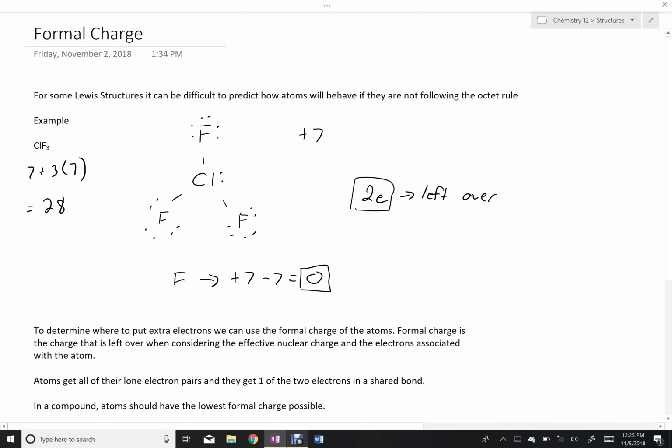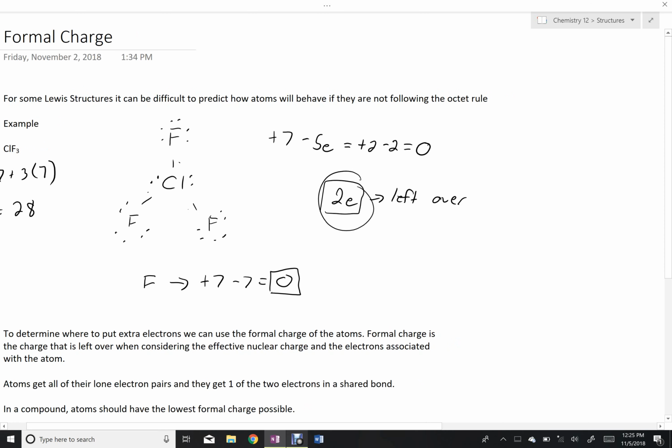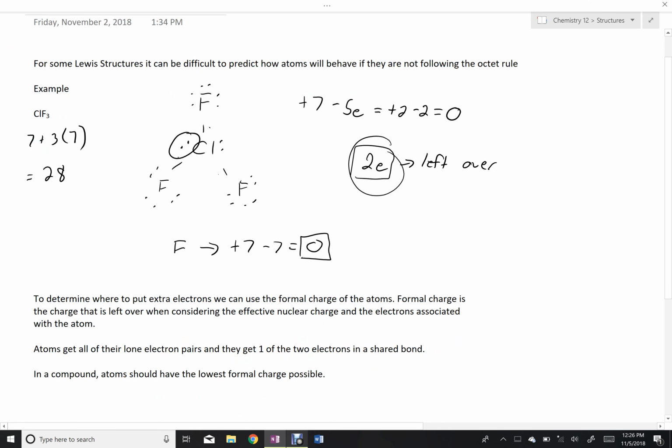Again, I would have a positive 7 charge around my chlorine. And then 1, 2, 3, 4, 5 electrons, as is. So my formal charge right now would be plus 2. But if I add 2 electrons in the form of an unbonded pair, I can take that formal charge down 2 more and go all the way to 0. So formal charge tells me to put those extra electrons on the chlorine. Now chlorine isn't following the octet rule, but it is at a formal charge of 0, and that's something that we want, meaning that's where those 2 electrons will go in this Lewis structure.